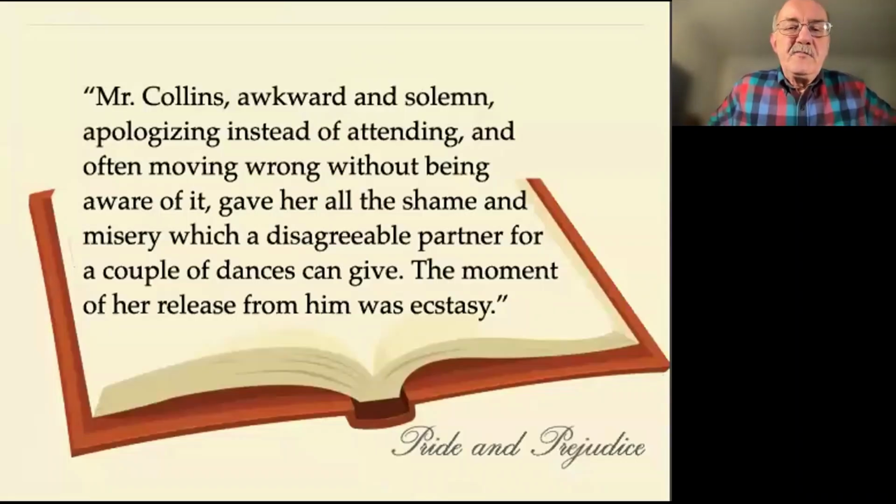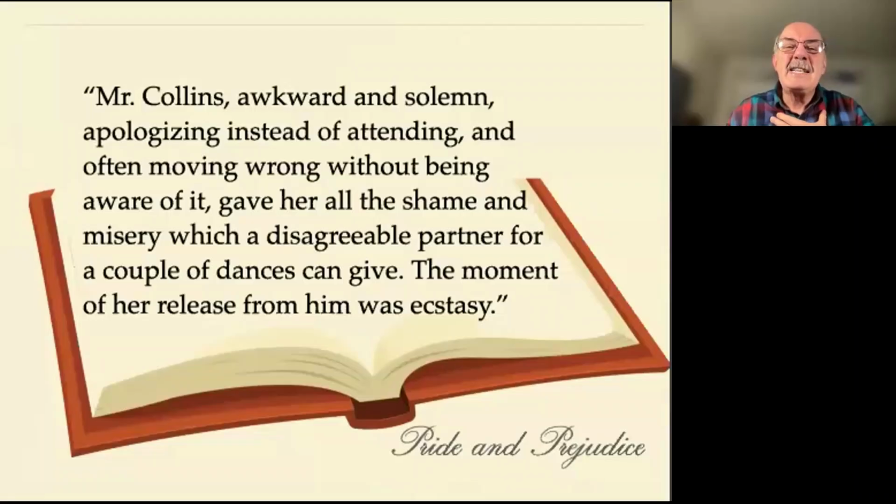The famous example of Mr. Collins, who is a disaster on the dance floor. All the shame and misery which a disagreeable partner for a couple of dances can give. Note, a couple of dances. The moment of her release from him was ecstasy. The author has no tolerance for poor dancing.